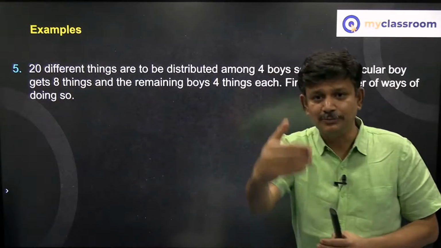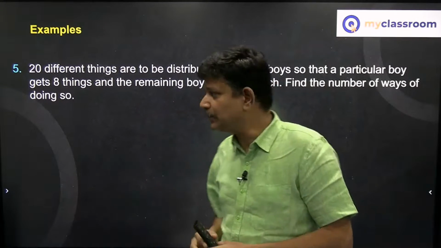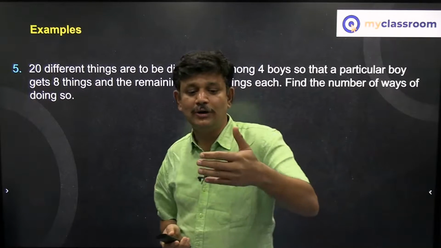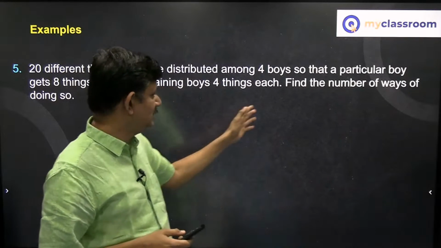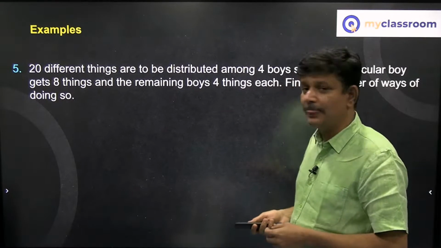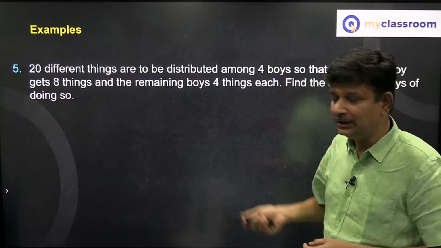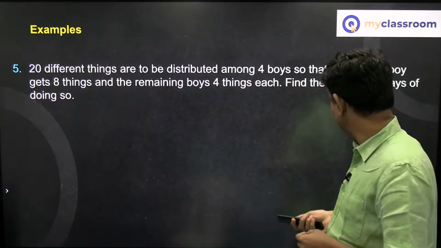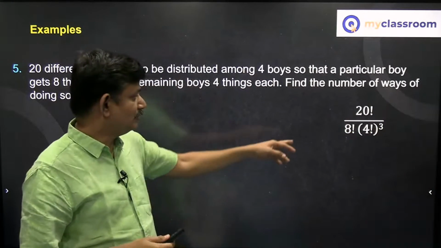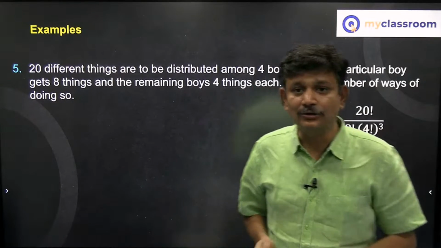8 things are going to the first boy and the remaining boys are getting 4 things each. 4 plus 4 plus 4 is 12. So find the number of ways of doing so. 20 things are to be distributed among A, B, C, D such that 20 factorial by 8 factorial, 4 factorial, 4 factorial, 4 factorial. So what will be your answer? 20 factorial by 8 factorial into 4 factorial whole cube.